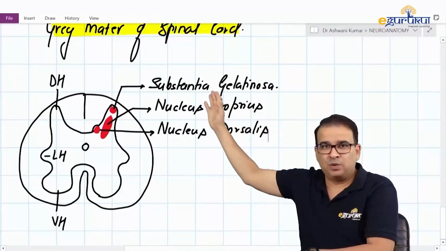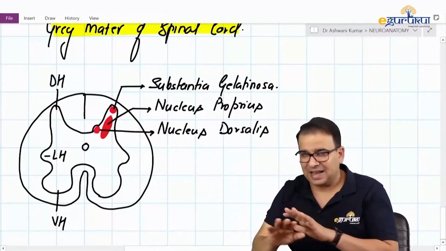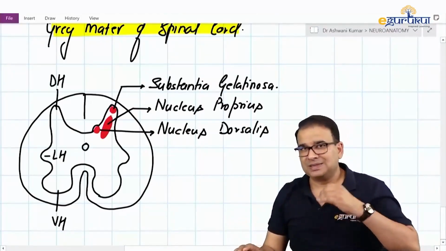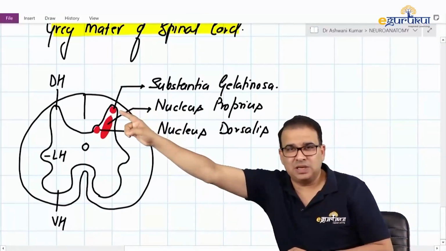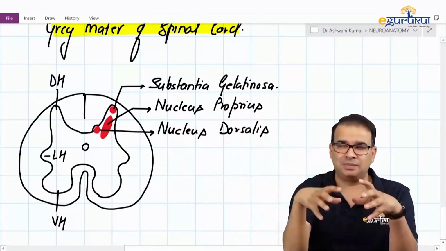Pain and temperature come from outside and relay into the substantia gelatinosa, and that is the end of the first order neuron. The second order neuron will start from the gelatinosa, go into the white matter of the spinal cord where they ascend upward to reach the thalamus.